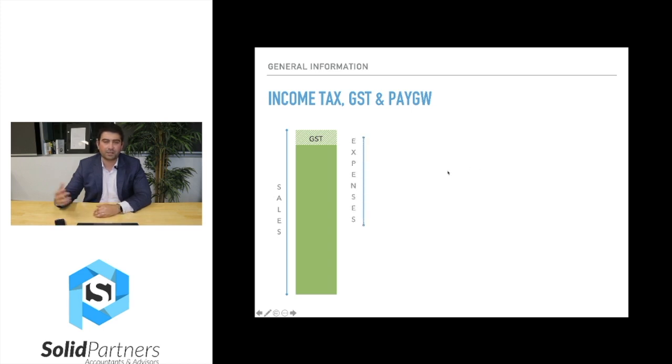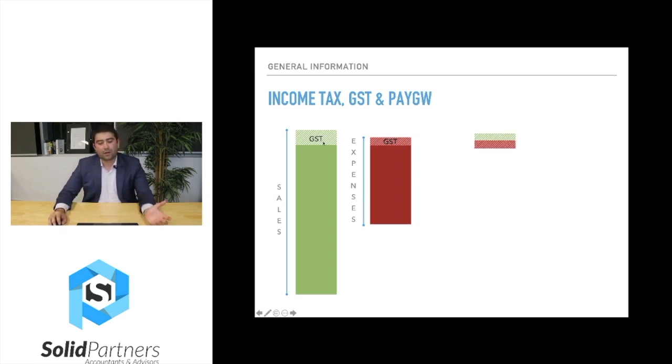Expenses are costs that we incur to produce those goods or services, represented by the solid red line. Now, if you've paid GST, and most suppliers that are large would be registered for GST, then you would have paid an additional 10% in GST on your expenses.